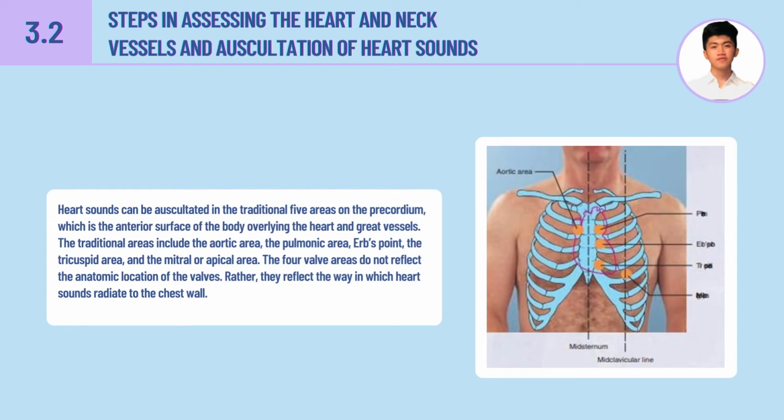Steps in assessing the heart and neck vessels and auscultation of heart sounds. Heart sounds can be auscultated in the traditional five areas on the precordium, which is the anterior surface of the body overlying the heart and great vessels. The traditional areas include the aortic area, the pulmonic area, Erb's point, the tricuspid area, and the mitral or apical area. The four valve areas do not reflect the anatomic location of the valves. Rather, they reflect the way in which heart sounds radiate to the chest wall.